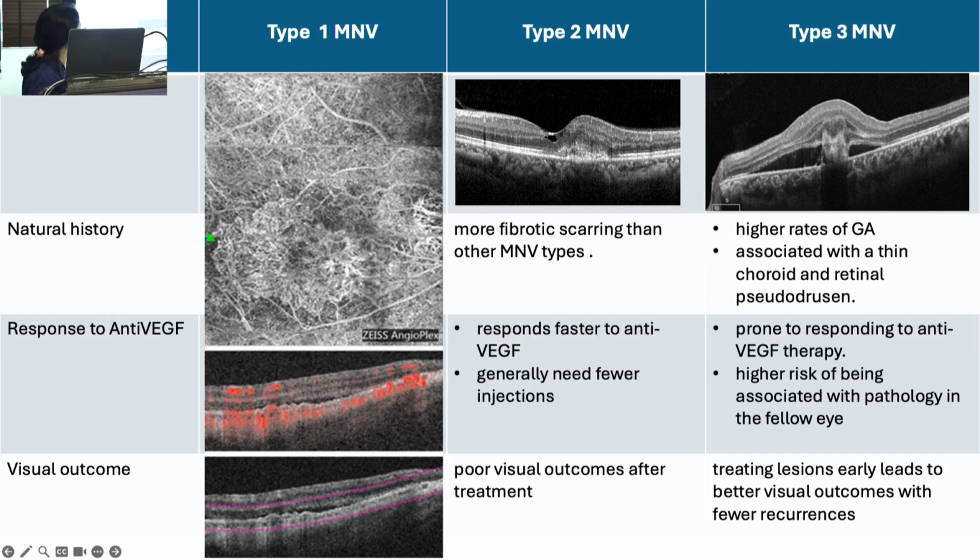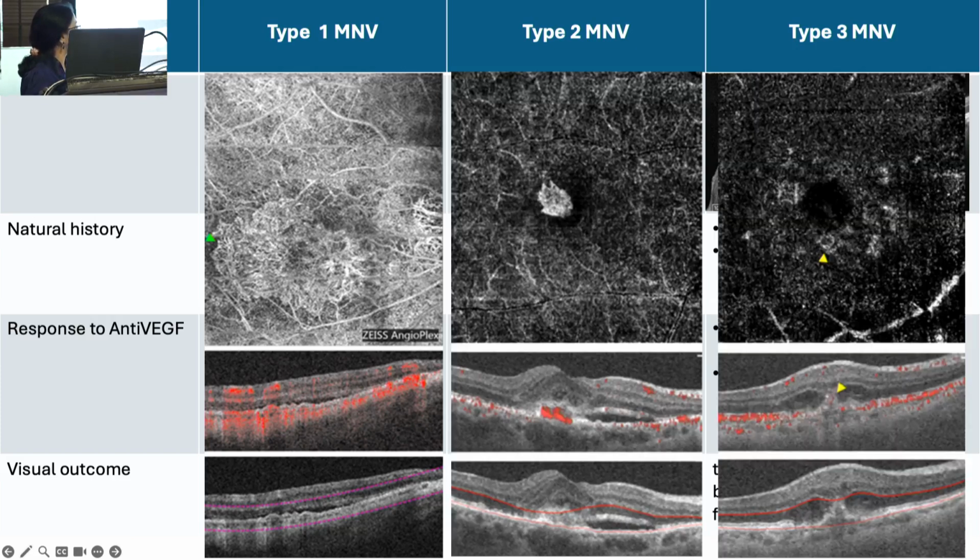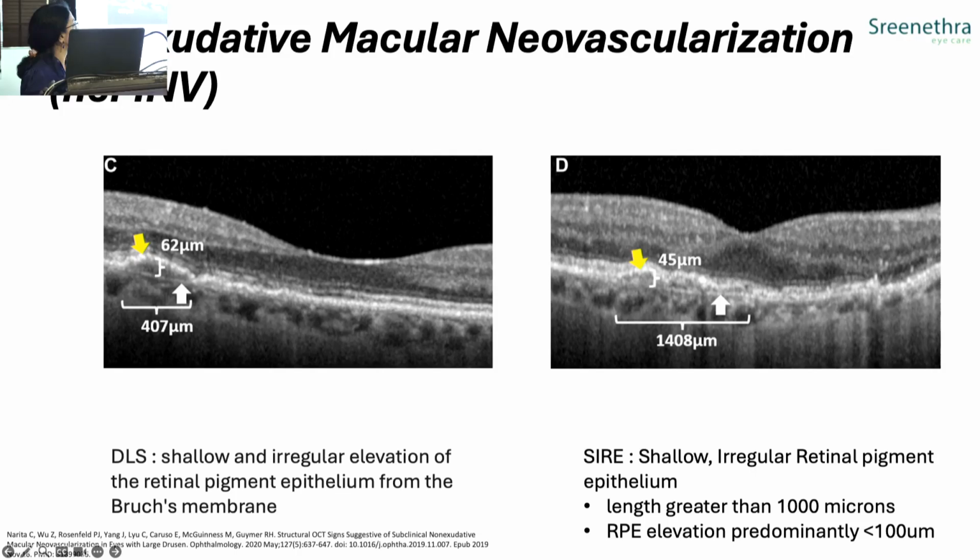So if you look at the OCTA, you'll see flow. In type 1, you'll see flow under the RPE. In type 2, you'll see flow above the RPE. And in type 3, you'll see the flow coming in from the outer deep plexus to the outer retina.